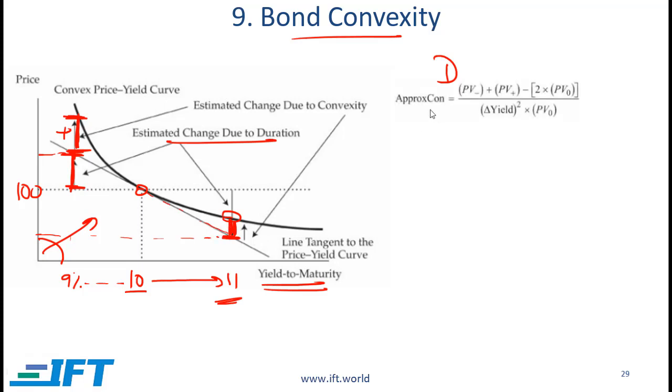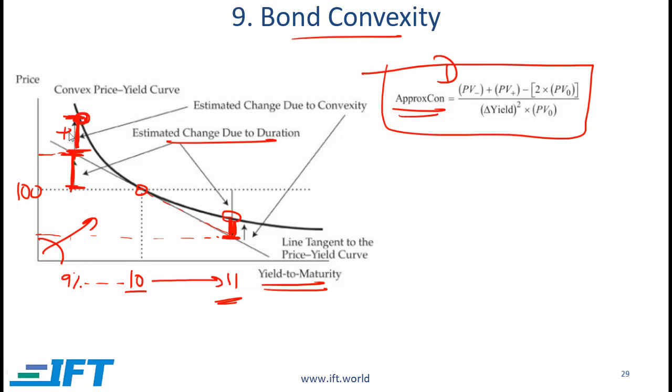Let us look at the formula now for convexity. The approximate convexity is given by this formula, which you need to learn. All the symbols should be familiar. PV minus is the value of the bond when the interest rate goes down. So if the interest rate goes down from 10% to 9%, then PV minus is this value, plus PV plus, that is the value of the bond if interest rates go up, minus 2 times PV naught, that is the original bond price, over yield squared.